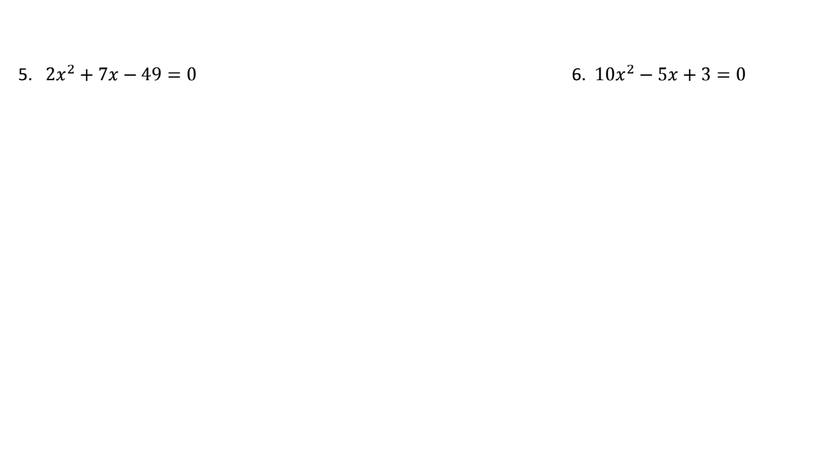And on the next page, we have 2 more to go for today's demo. So X is going to be equal to opposite negative 7 plus or minus the square root of 7 squared, which we all know is 49, minus 4 times a, which is 2, times c, which is negative 49. All over 2 times a.